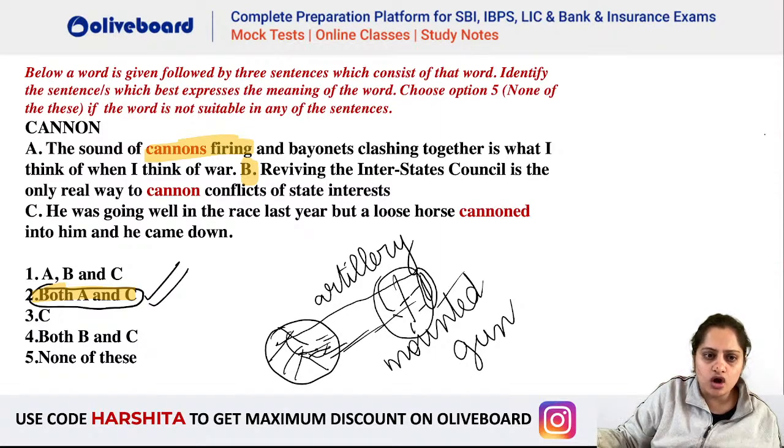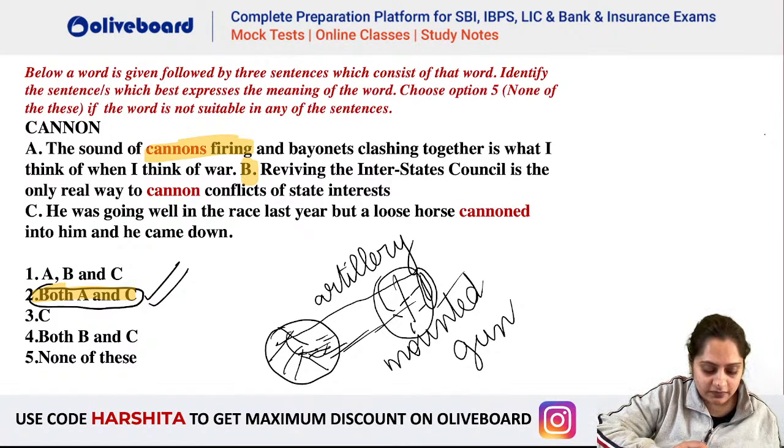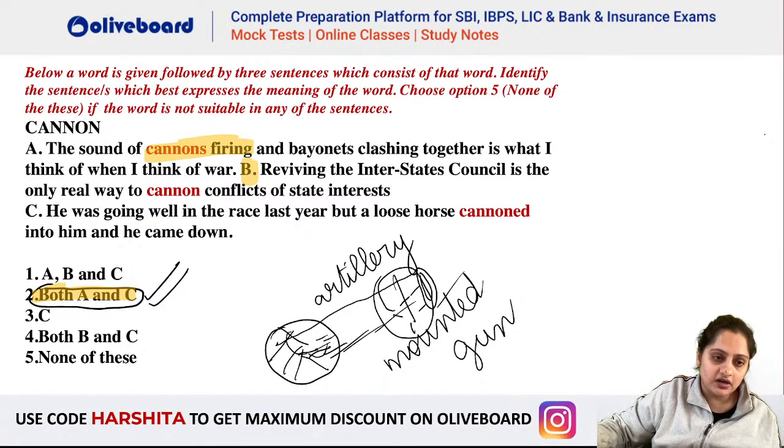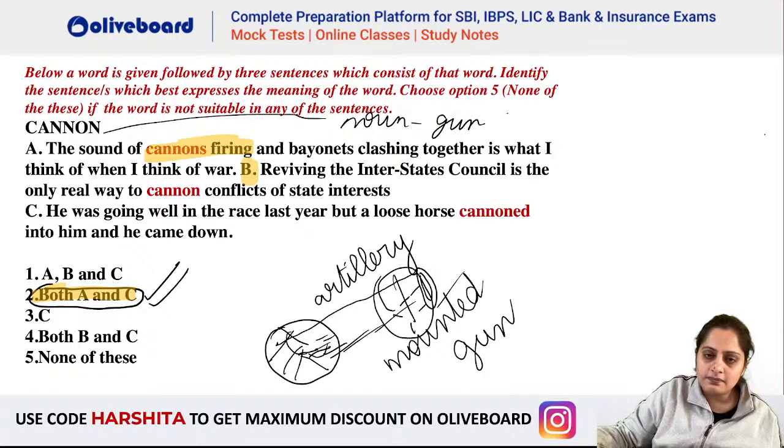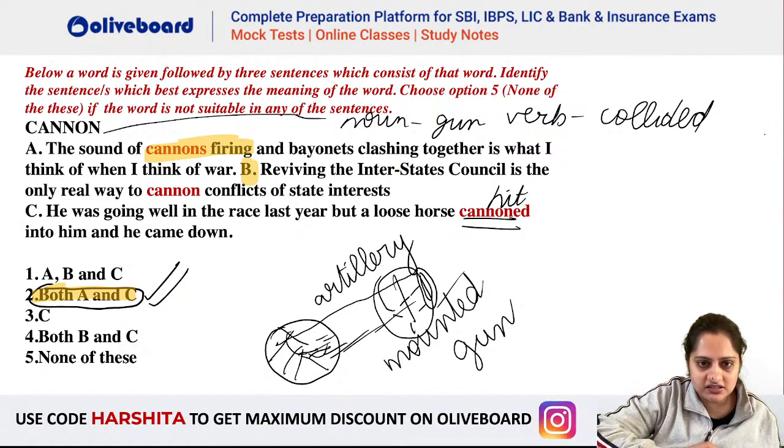Okay, but a loose horse cannoned into him and he came down. Okay, bombarded into him. Cannoned, if I am using in the third one, the C one, bombarded, collided. When you say as a verb, you use this word. See, as a noun, you know the meaning. It means a gun, mounted gun. But as a verb, it means collided. You see this one, cannoned into him means collided, hit into him, run into him. So that is what is cannoned in the C sentence.